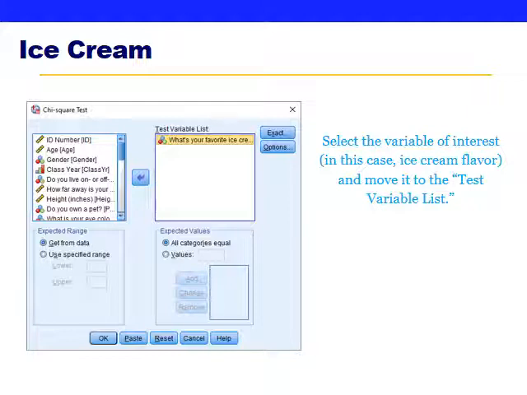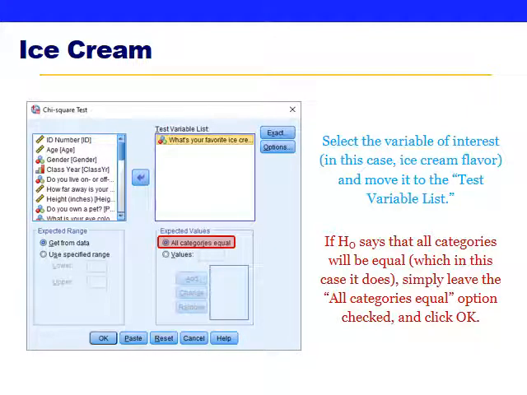Now, at this point, we have to tell SPSS what our expected values or expected percentages are. For a test of equal proportions, this is very easy, because by default, under expected values, the option for all categories equal will be selected. So if we want to run a chi-square test of equal proportions, we don't have to do anything else other than move the variable over. The reason for that is because the option for all categories equal has already been chosen.